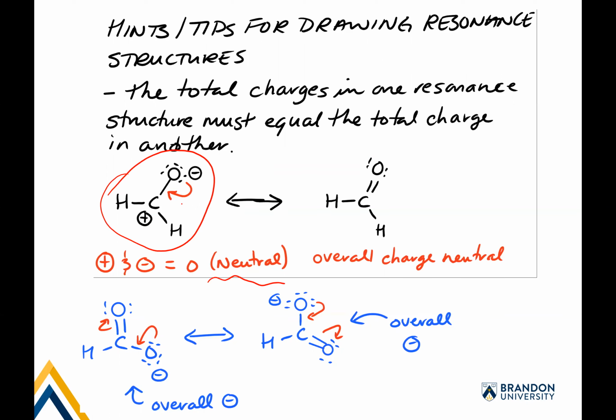And if we were to move these lone pair electrons down to make a pi bond, the structure on the right, there's no formal charges in this molecule, so its overall charge is neutral. So that's the first step. So if you got the carboxylate anion, here's another example. We are moving the lone pair electrons down to make a pi bond, moving the pi electrons up to make a lone pair, negative formal charge on one side, negative formal charge on the other. So the total charges should be equal between the two resonance structures.